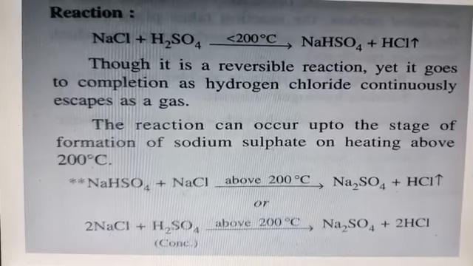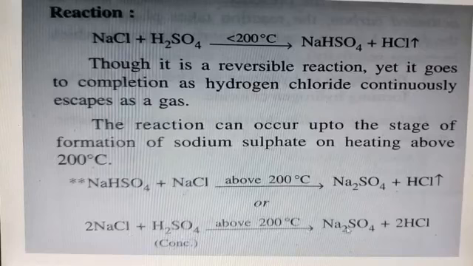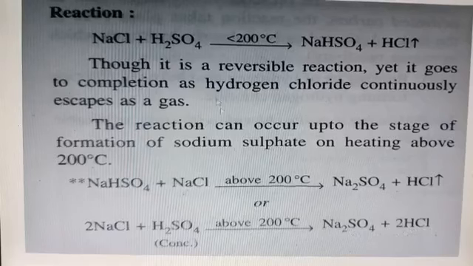And then this reaction can be shown like this. Sodium chloride when mixed with concentrated sulfuric acid above 200 degrees Celsius, then the product will be sodium sulfate plus hydrogen chloride gas. Then why is it said that we need to heat it below 200 degrees Celsius? Let's see.